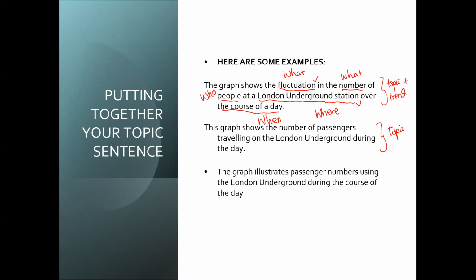Next one is the graph illustrates passengers number using the London Underground during the course of the day. This one is also very neutral because there is no trends. It only talks about the topic. Okay. Next one is, it will be your own choice. Yeah, whether you want to use which one of topic sentence that you prefer. But I think that the most important thing, the most complete one will be the best one, right? So I hope that you can say in the final exam for the speaking test that is topic plus trend. Get it?